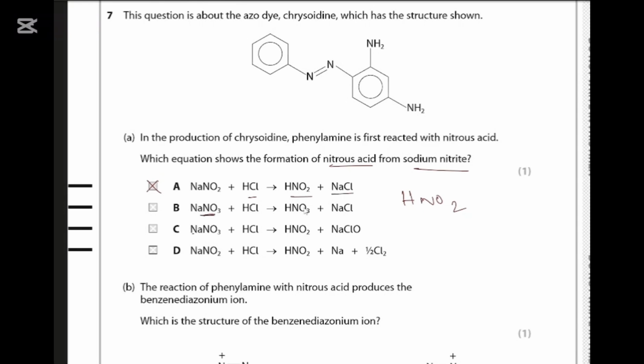In this equation, we have sodium nitrate, not nitrite. In this equation, we have nitrite, but our product is Na plus a half Cl. This is not produced. Na always reacts with Cl to produce NaCl. So our answer is A.